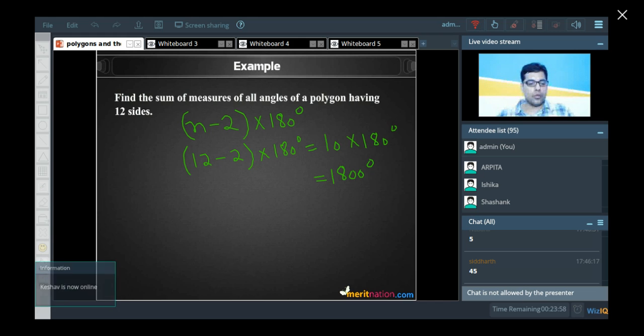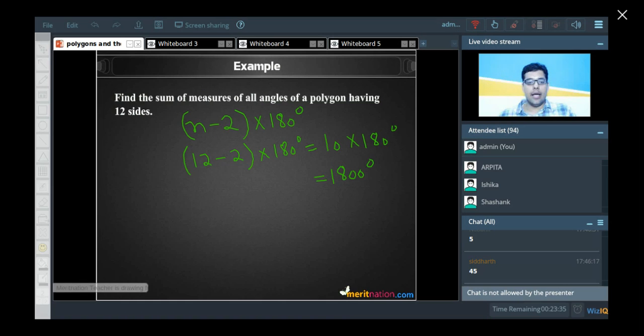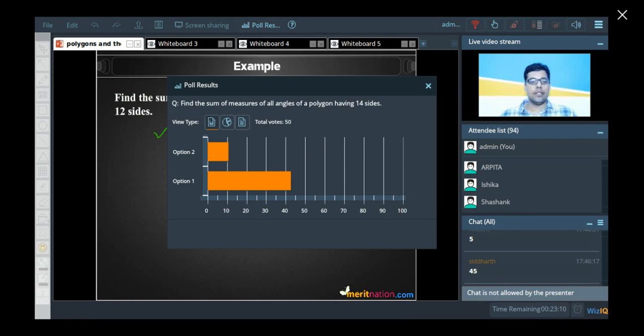Now, time for a poll question. The question is now published in front of you. Find the sum of measures of all angles of a polygon having 14 sides, that is n equals 14 in this case, and you can apply the formula here, n minus 2 multiplied by 180 degrees. The two options are given in front of us. 2160 degrees. Second option is 2260 degrees. Now I want to show the results also. The maximum number of votes are going with option number 1, that is 2160 degrees.